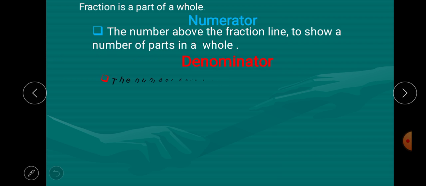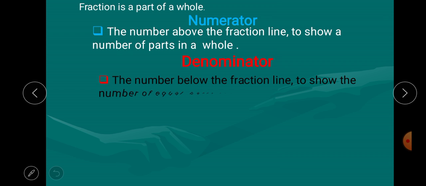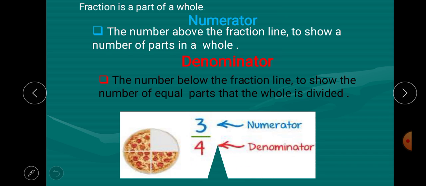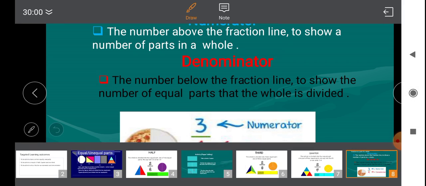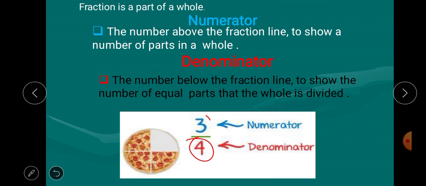What is a denominator? The number below the fraction line shows the number of parts into which the whole is divided. Like you can see in 3 by 4. This is one pizza, and out of the whole pizza one part is eaten. So what part is left is 3 by 4th part. Out of 4 parts, 3 parts are left.